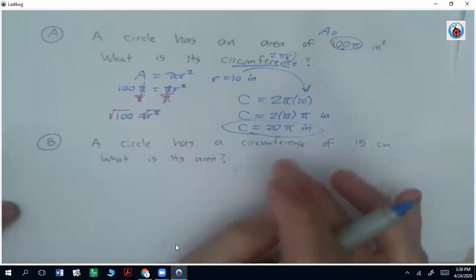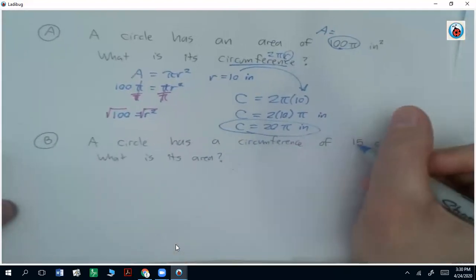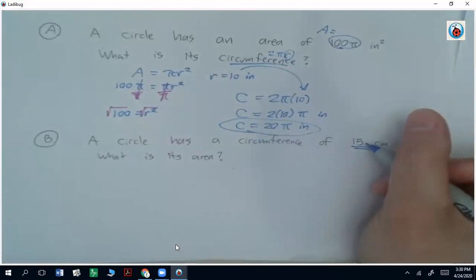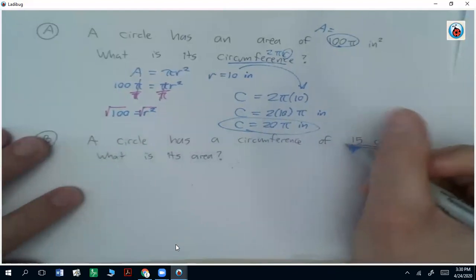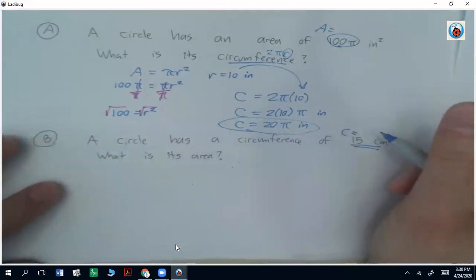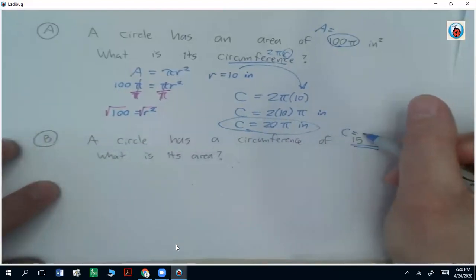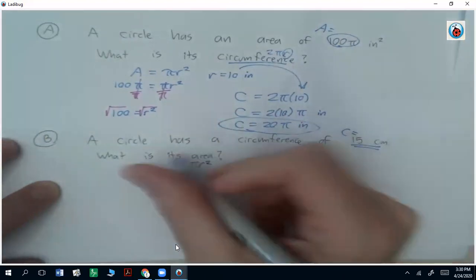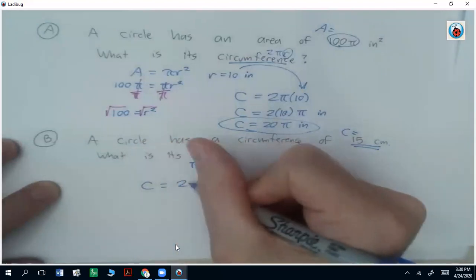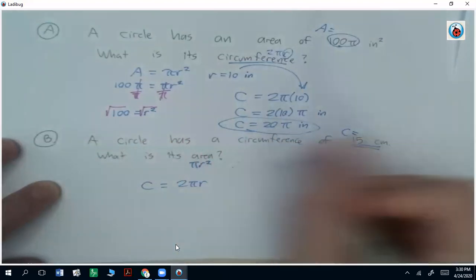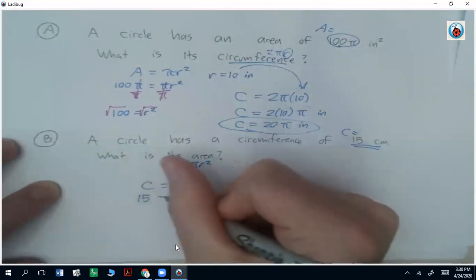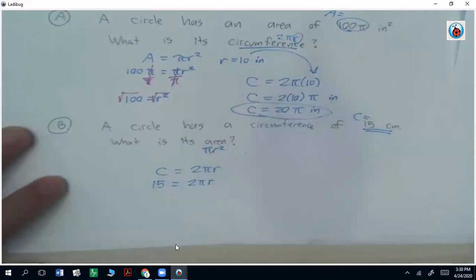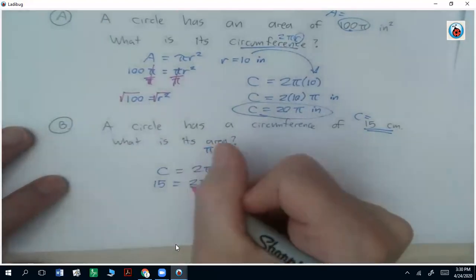All right, last, a circle has a circumference of 15 centimeters. What is its area? In this problem, there is no pi with the 15. So we want to be careful when we calculate the radius. You know, circumference is 2 pi r, area is pi r squared. And since we're given a circumference of 15, we'll plug that in for C. And we're going to solve this by dividing by 2 and dividing by pi.